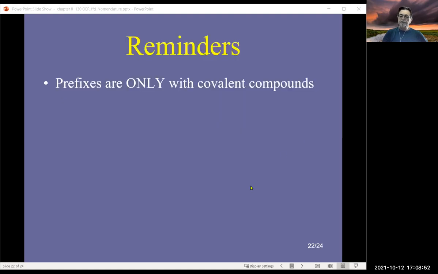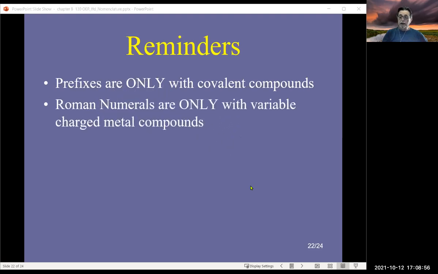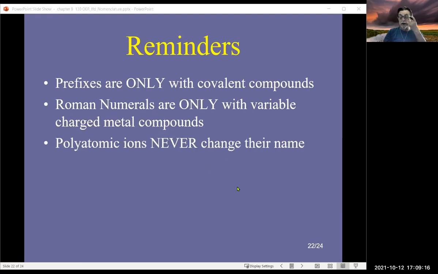Okay, reminders: prefixes are only for covalent compounds, and Roman numerals are only for variable charge metal compounds. There's a whole bunch of metals out there that require the Roman numerals so we can distinguish which one we're working with. And polyatomic ions never change their name. They have their own specific name from that table; we don't change it.